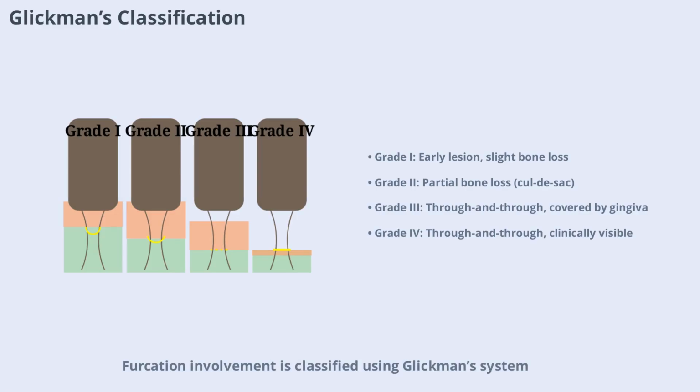Furcation involvement is classified using Glickman's system, which helps guide treatment decisions. Grade 1 represents an early lesion with slight bone loss. Grade 2 is characterized by partial bone loss, often described as a cul-de-sac. Grade 3 is a through-and-through lesion, but the furcation is still covered by gingiva. Grade 4 is also a through-and-through lesion, but it is clinically visible due to gingival recession. Understanding these grades is essential for accurate diagnosis and effective management.